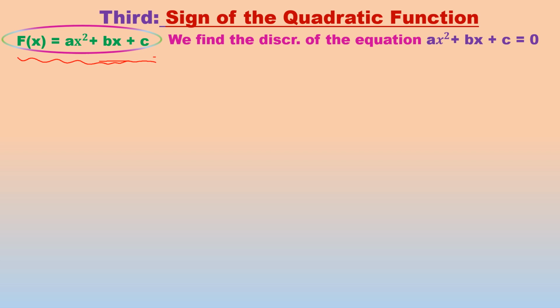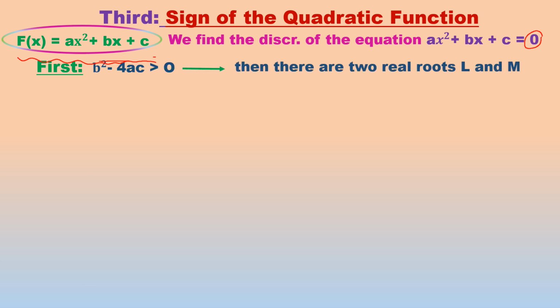We put f of x equal to 0, and we find the discriminant. First, if the discriminant b² minus 4ac is greater than 0, then there are two real roots, L and M.